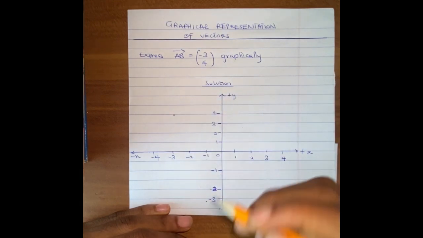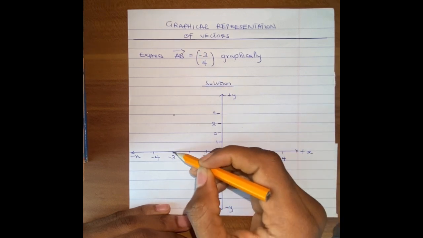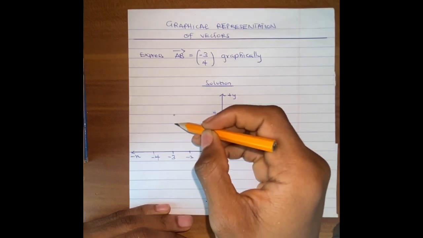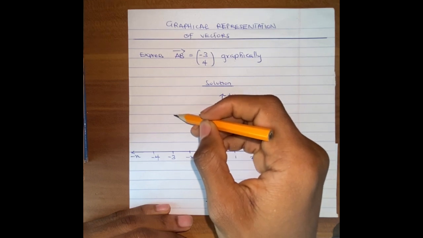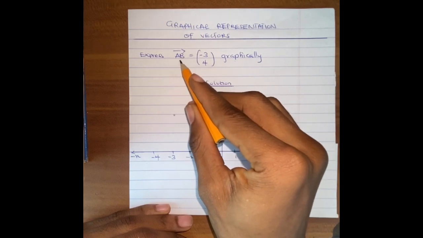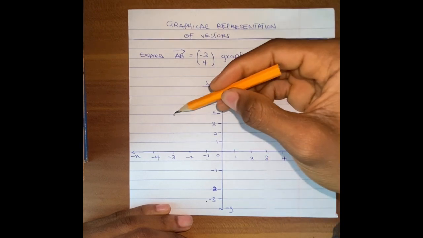So I am saying that you start from your origin, and the x component is -3. So you take 3 units to your negative x-axis. We move 1, 2, 3. Then for the movement on the y-axis, we move 4 units because the y component is 4. So 4 units upwards: 1, 2, 3, and then 4. So this is where we land. But it is this vector that we are representing on the graph. We started from our origin, and this is our terminating point.